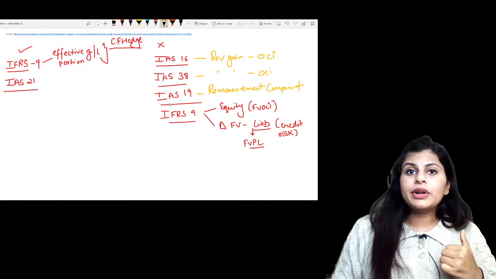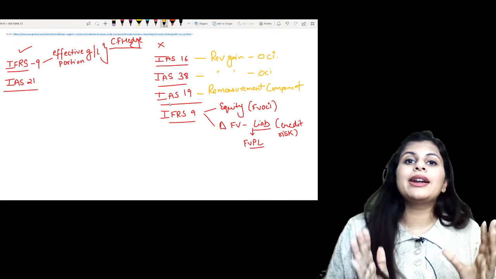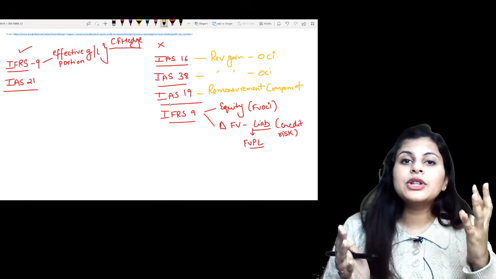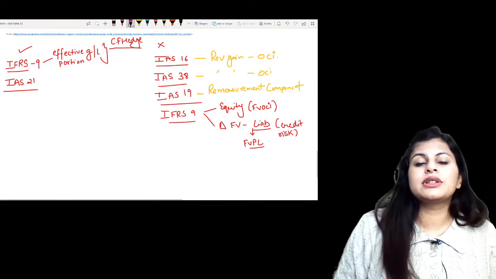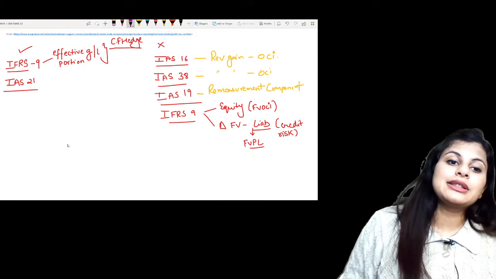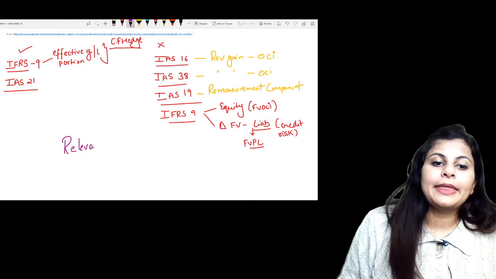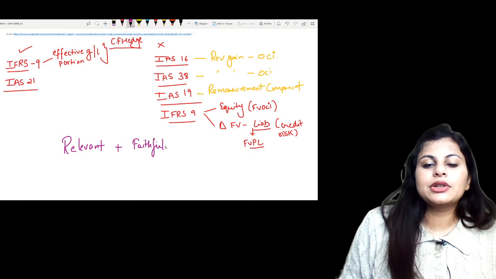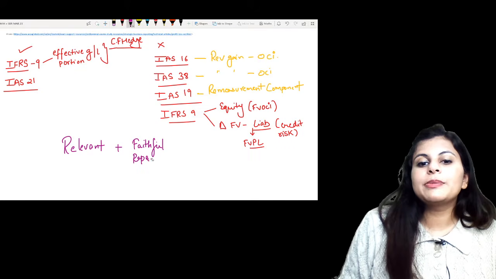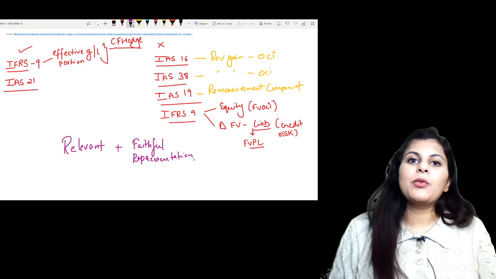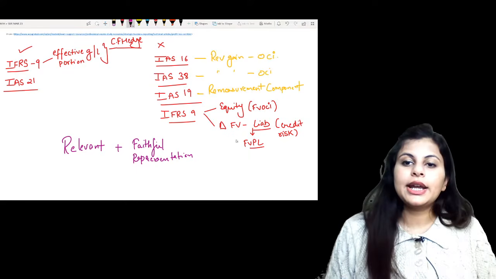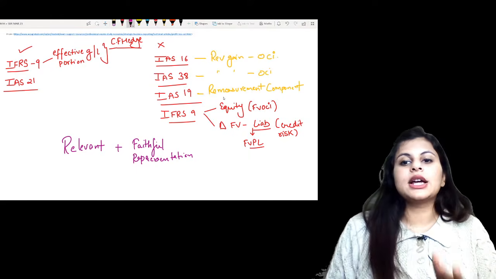If you ask the logic for it, read this technical article and you will understand that the IASB itself says that we don't have a proper basis, but we just talk about two very famous words. Whenever you don't find any logic, just say that whatever gives us relevant and faithful representation, we do that. So even the IASB has no basis for saying why what is reclassified and why what is not reclassified. So it's a rule-based approach, not a principle-based approach, right? So the remeasurement component is not reclassified.